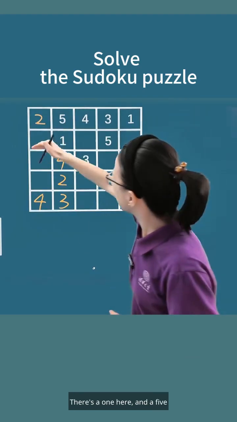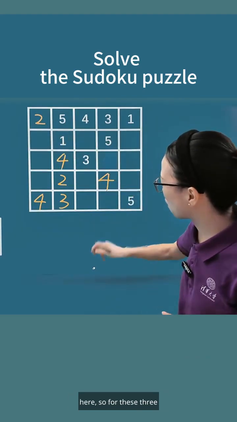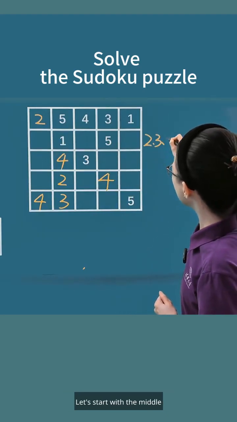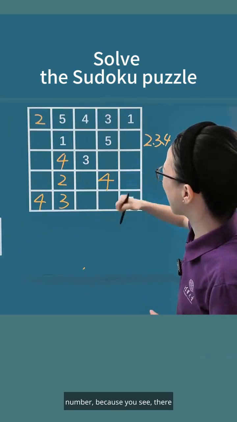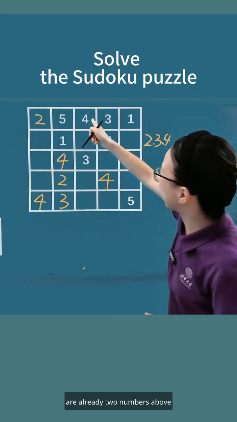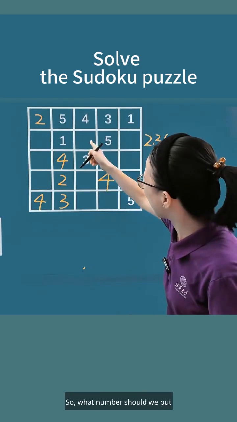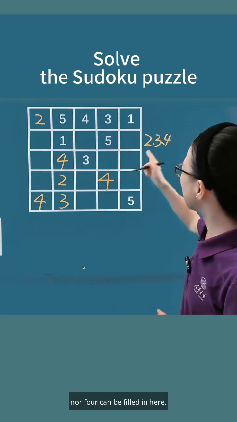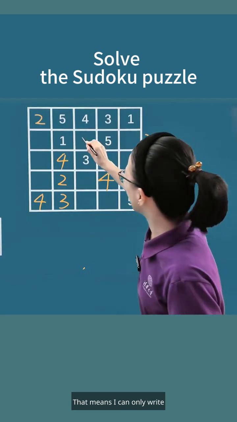Now let's take another look. Let's look at this row. There's a 1 here and a 5 here. So for these 3 numbers, we need to fill in either 2, 3, or 4, right? Let's observe first. Let's start with the middle number, because you see, there are already 2 numbers above and below it. So what number should we put in the middle? There's a 4 above and a 3 below, so neither 3 nor 4 can be filled in here. That means I can only write 2 here.